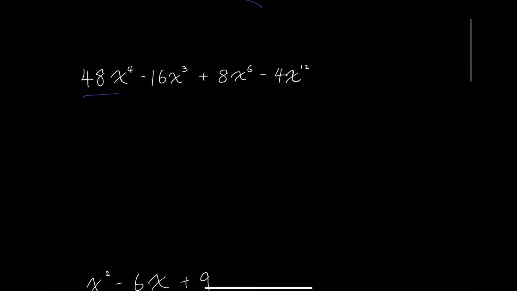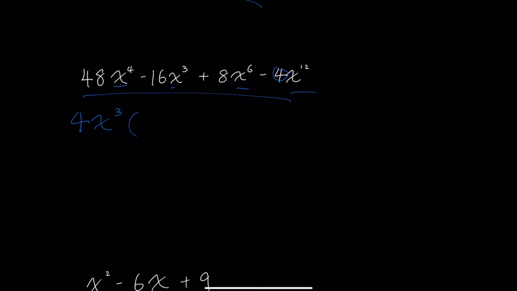Let's try again. This time we have 48x to the power 4 minus 16x to the power 3 plus 8x to the power 6 minus 4x to the power 12. The greatest common factor will be 4. And x-wise, that will be x to the power 3. That will fit into every single one of these x exponents.